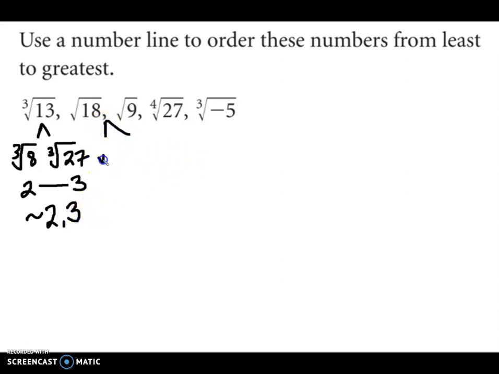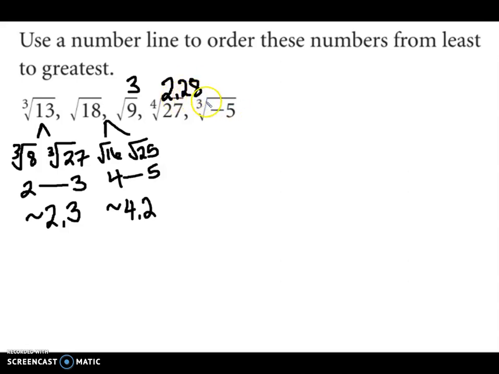For 18, that's going to be between the square root of 16 and the square root of 25, which is between 4 and 5. But again, much closer to 4, so let's say something like 4.2. And then we know the square root of 9 is 3. Using a calculator, I can determine that the fourth root of 27 is 2.28. I'm rounding this decimal here. And that the cube root of -5 is -1.71, approximately when I round.